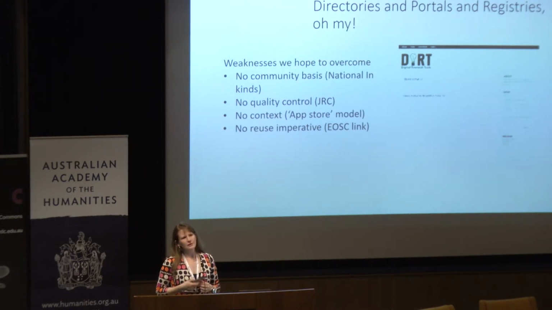So we look at examples like this and the many others that are out there, and we say, okay, the weaknesses that we can overcome because of how we're constituted is, first of all, we can put a community basis behind this because we have the national in-kinds as a core of services. We can put a quality control mechanism behind it because we have these virtual competency centers sitting together as our joint research committee. We can build context in, a sort of app store model, because we have other assets we can add to enhance and explain and make more usable and show the use cases for various tools. And of course, we can put the reuse imperative behind it because this is how we're harnessing that challenge of the European Open Science Cloud as an opportunity.